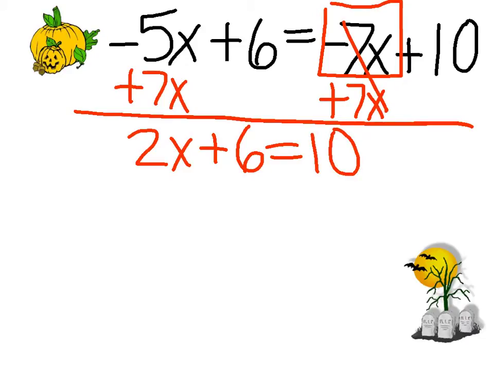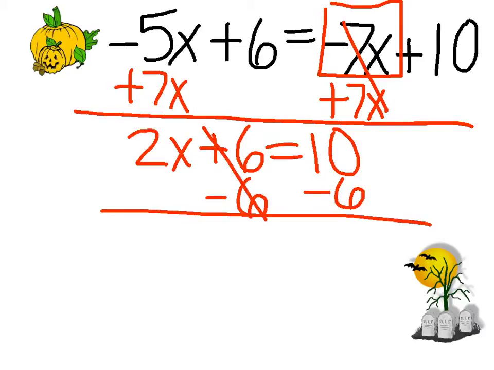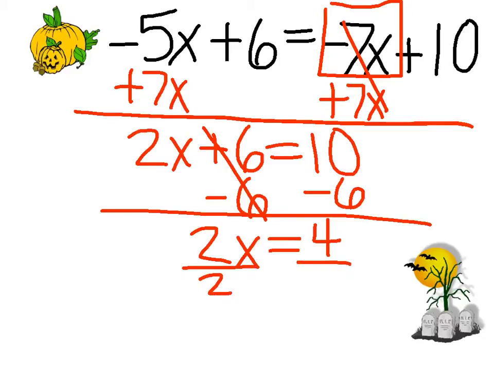Okay, next step. Take the 6 over. We're going to subtract 6 from both sides. On the left side, we'll have what? 2x. And on the right side? 4. Alright, what's our last step? Divide both sides by 2. Okay, and our answer should be 2.